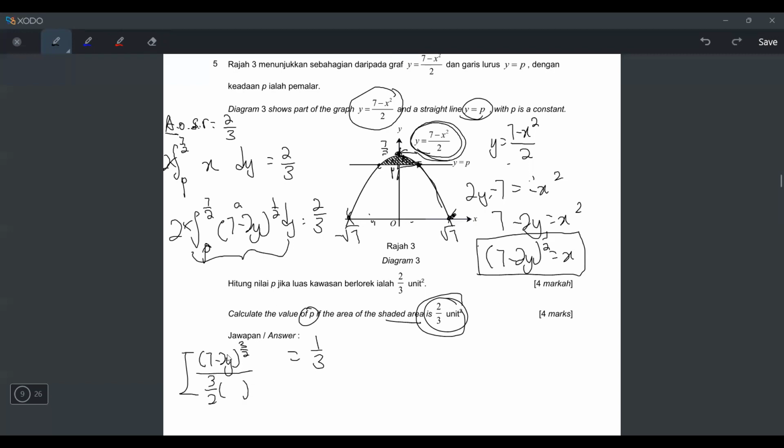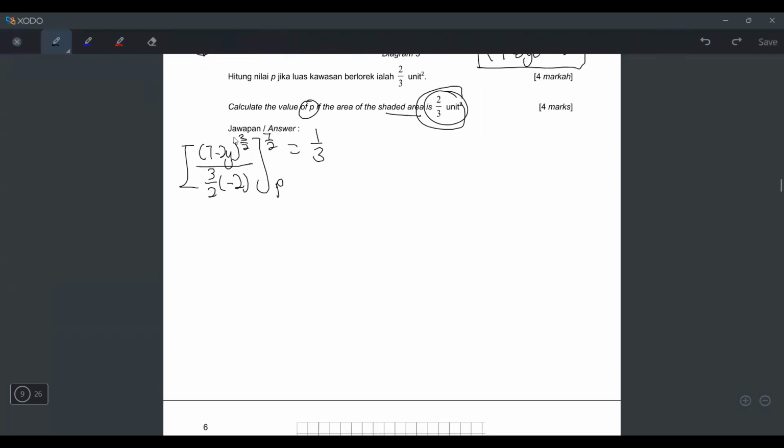And don't forget to differentiate bracket sekali lagi. Differentiate 7 is 0. Differentiate negative 2y is negative 2. Close bracket. And then 7 over 2 atas, P bawah. Right? And now you have to gantikan the 7 over 2 inside the y and then P inside the y, right? But I teach, macam mana saya ajar, I cakap dah, jangan ganti dulu.